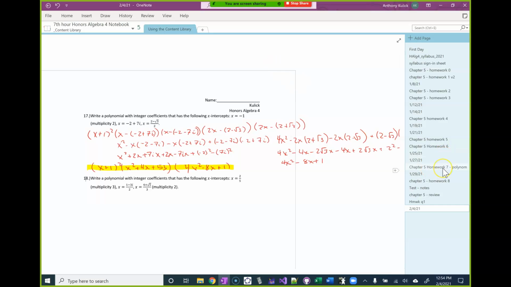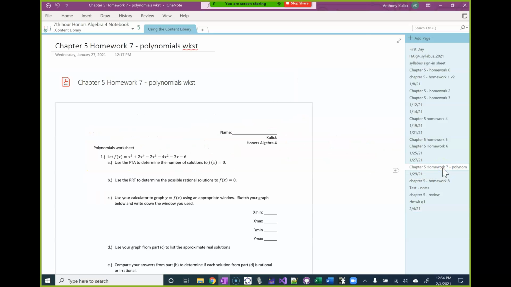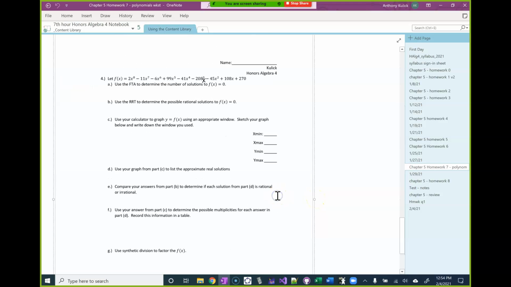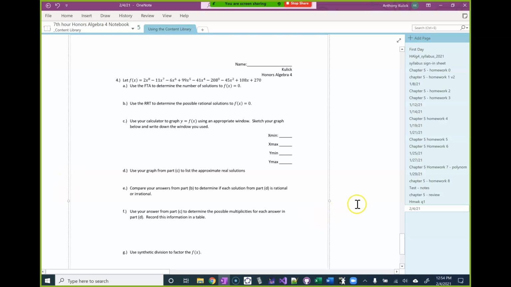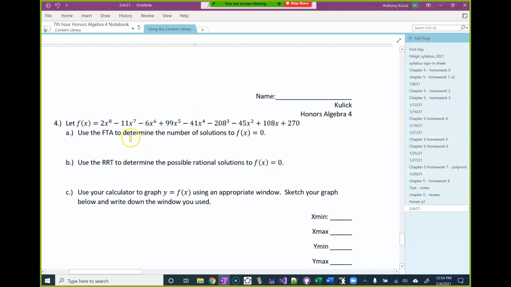Let's see what we have. 1, 2, 3. Not 4 though, right? Because that's 10 and 20. So 5. Not 7, not 8. But we got 9. 10. Not 11 or 12 or 13 or 14. We do have 15, not 16 or 17. We have 18.